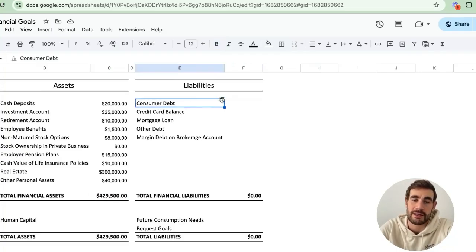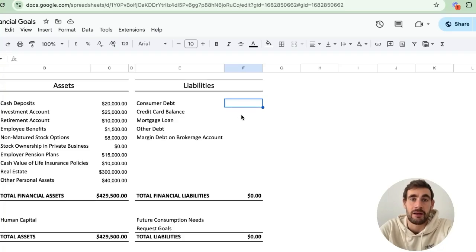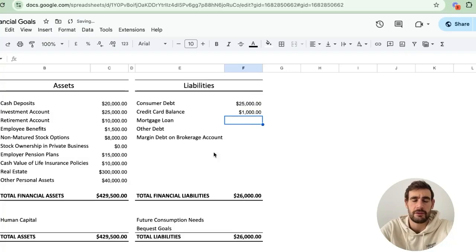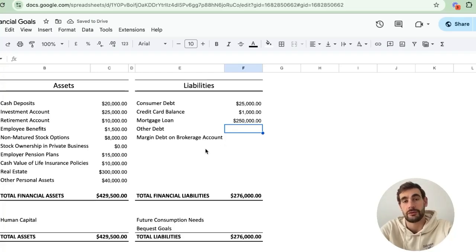Now, to arrive at the financial net worth, we need to understand what the liabilities are. For example, let's say that with my consumer debt, I financed a portion of my other assets, for example the car and the motorbike, something that we strongly disagree with, but it's fine. Let's say that we have 25,000 in debt. Then we have a credit card balance of 1,000 negative. Mortgage loan: we had a house of 300,000. The mortgage is 250,000. Other debt: if you have student debt or any other kind of debt, you can put it here. Let's say 80,000.